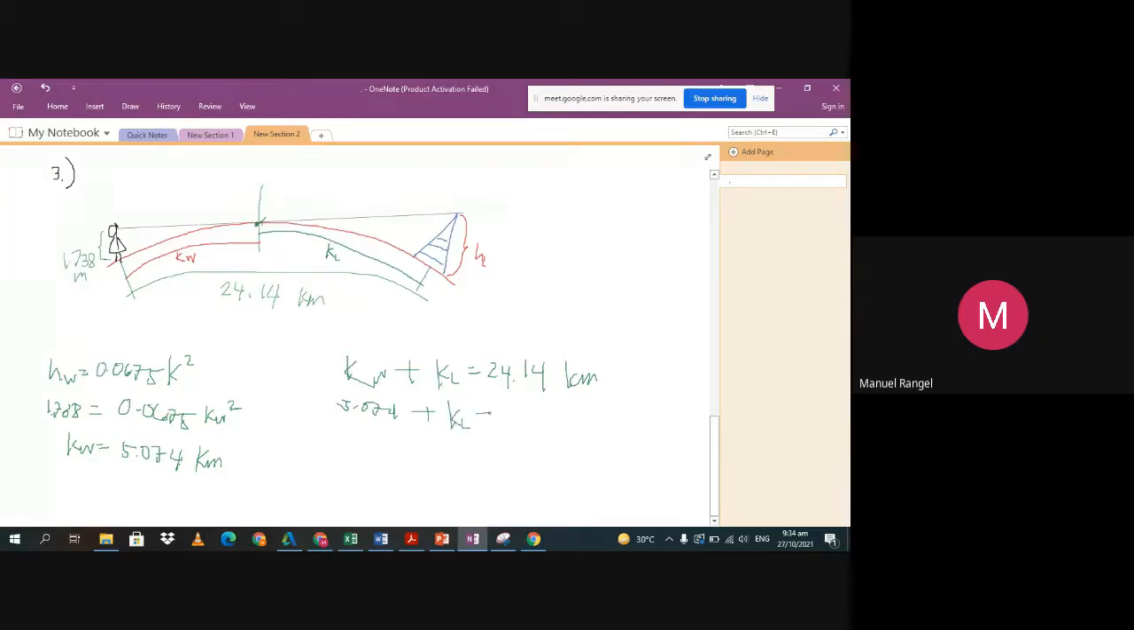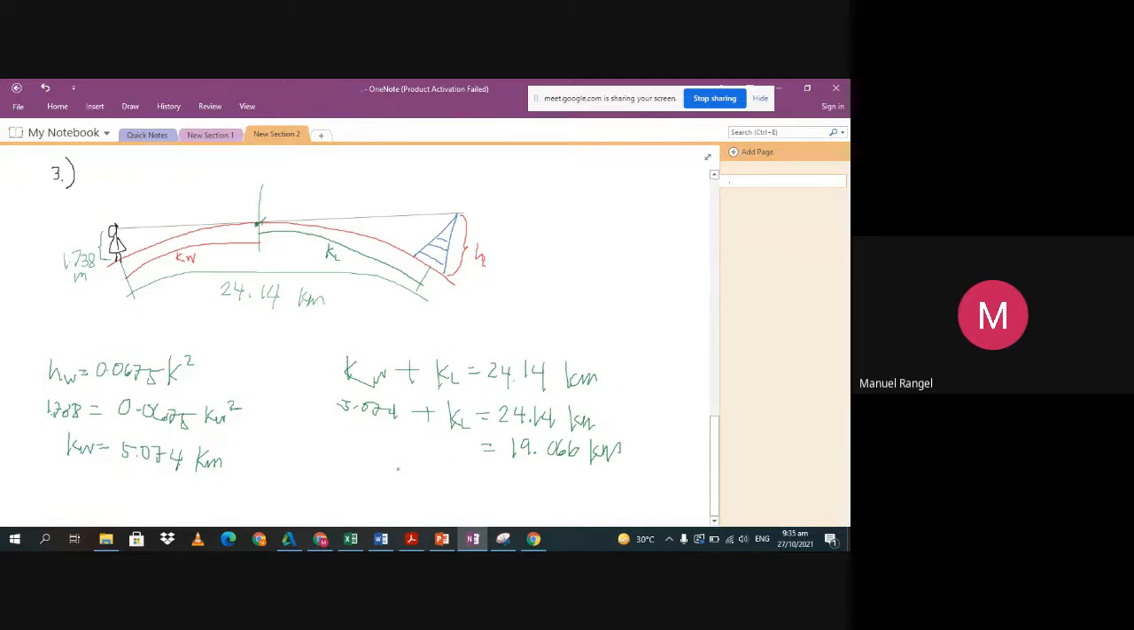Kasi medyo lisod magsulat na mouse ra akong gamit, nagpalit ako pen tab sunod. So the value of the KL, or the distance of the lighthouse from the point of tangency, is equal to 24.14 less 5.074. That is equals to 19.066 kilometers.